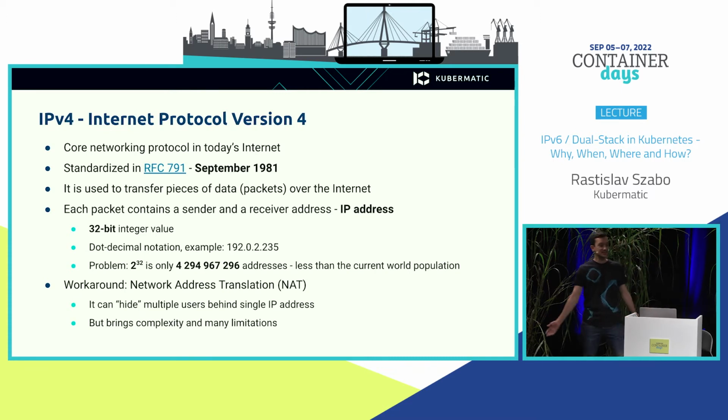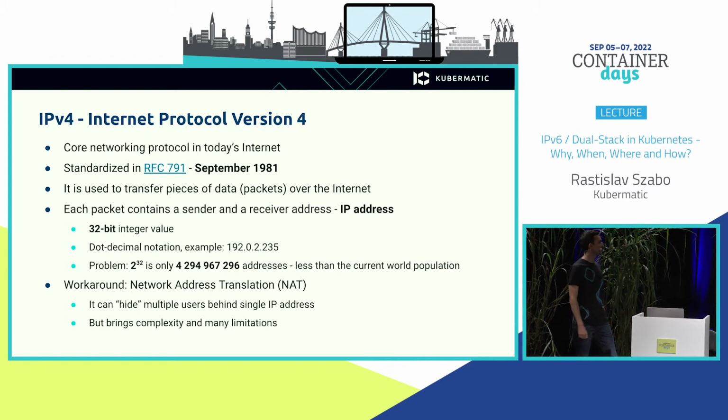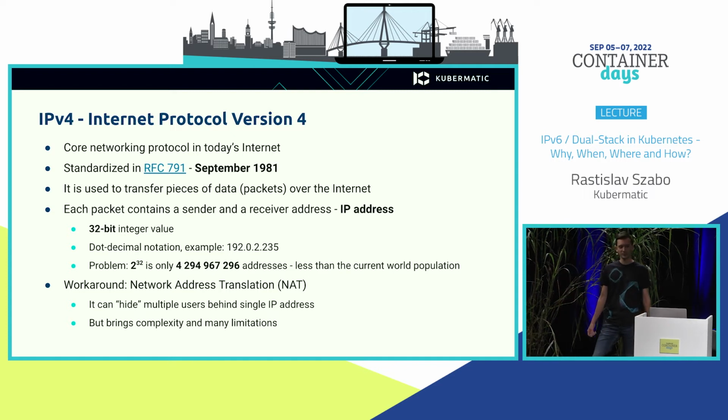So before IPv6, let me first talk about IPv4, because it's still the core networking protocol that we use nowadays in today's internet. IPv4, or Internet Protocol version 4, was standardized back in 1981, so like 40 years ago, and we still use it. Essentially, it is used to transfer pieces of data that we call packets over the internet. And whenever the packets are transferred over the internet, they need to have sender and receiver addresses that we call IP addresses. And the IP address in IPv4 is a 32-bit integer value.